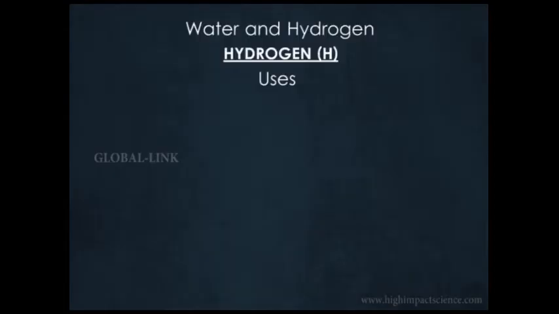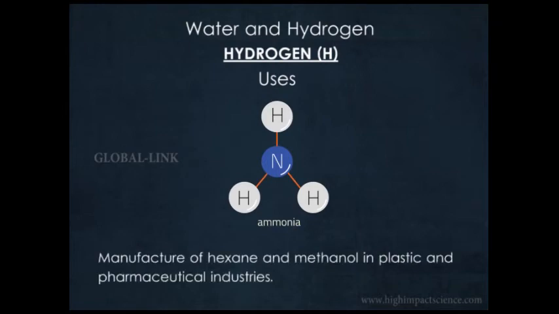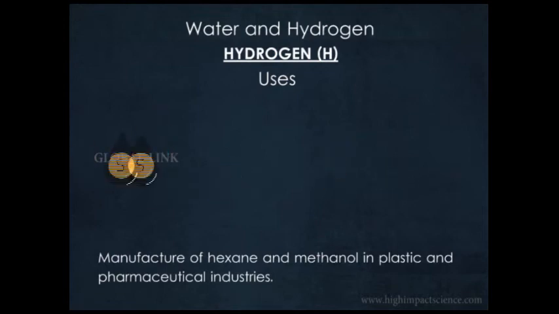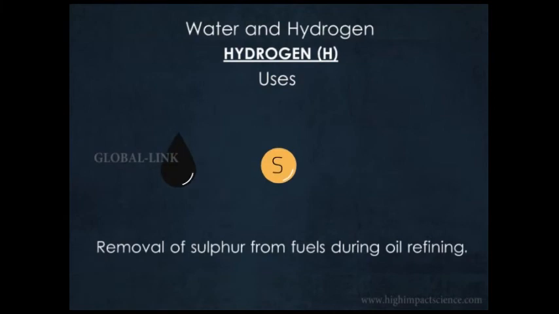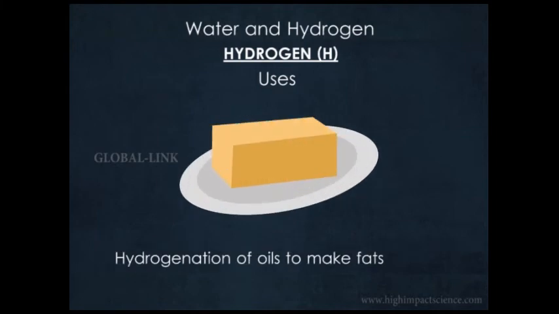Finally, the uses of hydrogen. In the chemical industry, hydrogen is used to make ammonia for agricultural fertilizers in the Haber process and to make methanol, which is needed to make plastics and pharmaceuticals. It is also used to remove sulfur from fuels during the oil refining process, where it forms the awful-smelling hydrogen sulfide. Large amounts of hydrogen are used to hydrogenate vegetable oils to form fats, like to make margarine.